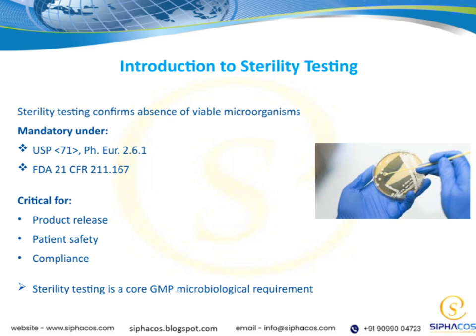For example, the United States Pharmacopoeia, or USP 71, and the European Pharmacopoeia, Section 261, both specify requirements for sterility testing. Additionally, the FDA's Regulation 21 CFR 211.167 emphasizes its importance in pharmaceutical manufacturing.